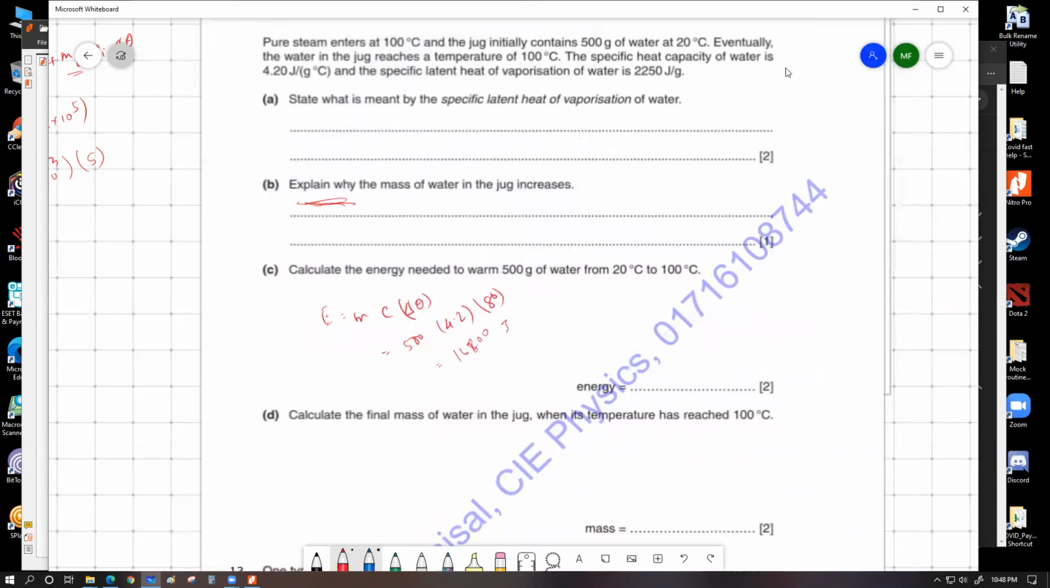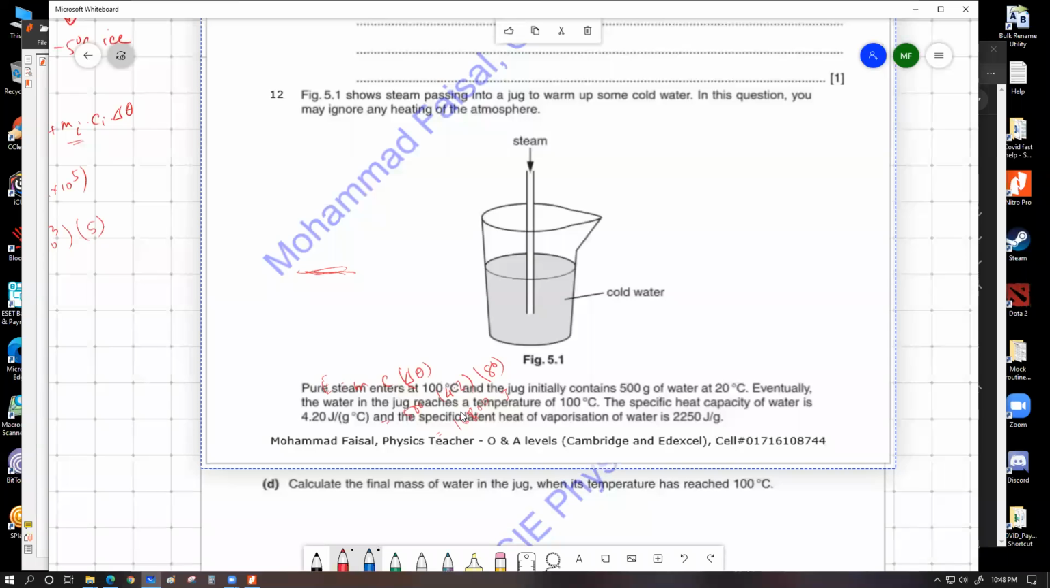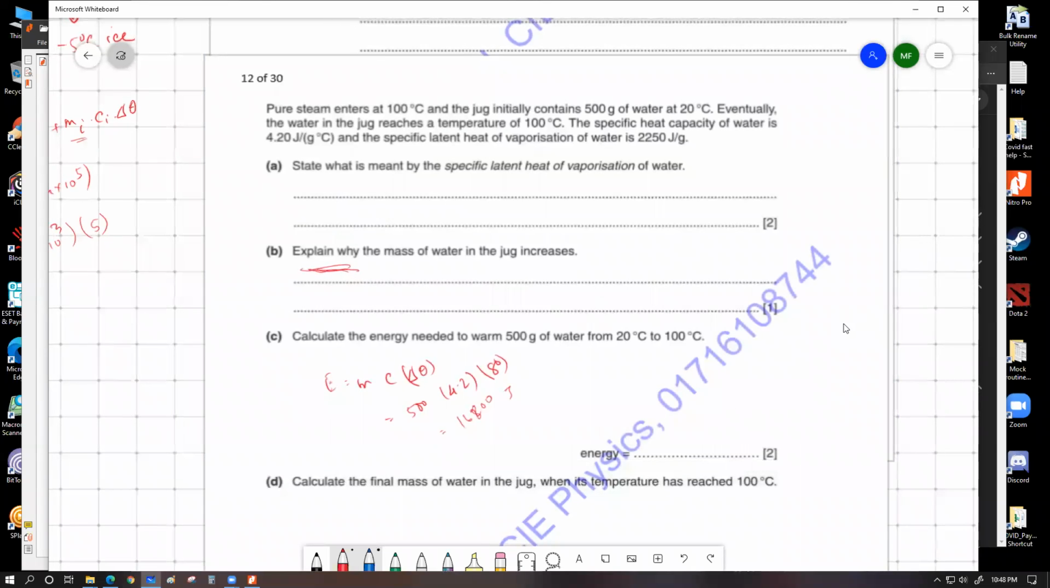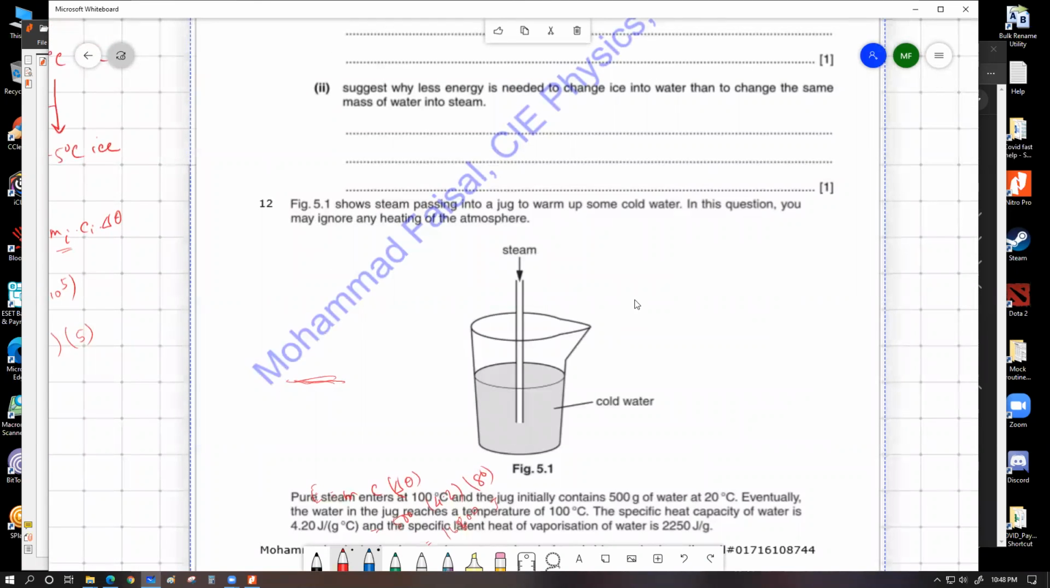Have a look at this one. Sir, don't we need to convert 500 grams to kgs? For this question, no. I'll tell you why. For this question, we don't need that.